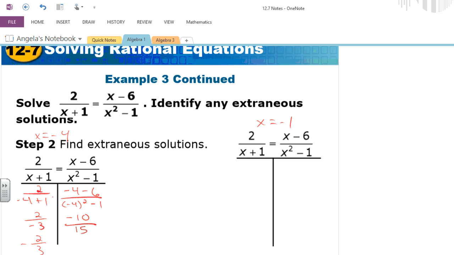So let's move that down. I can simplify 10 and 15. 5 can go into both of them. So 5 goes into 10 2 times, and 5 goes into 15 3 times. So I get a negative 2/3. So that one is okay. So x equals negative 4 is good.